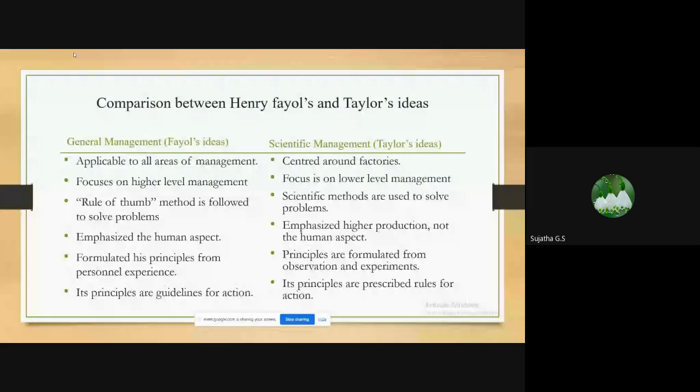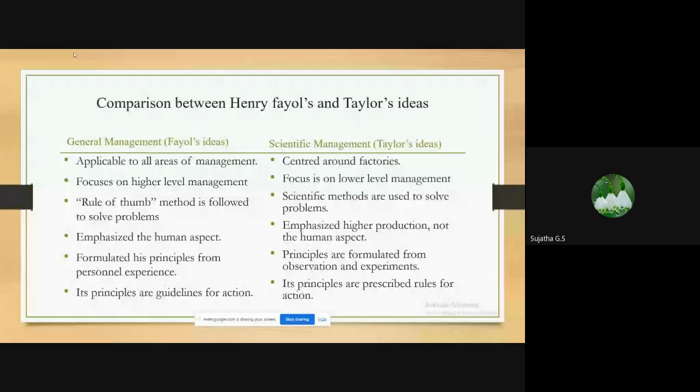General management, Henry Fayol's principles are applicable to all areas of management. Taylor's principles are centered around the factory. Fayol focuses on higher level management. Taylor focuses on lower level management. A rule of thumb method is followed to solve problems. Then scientific methods are used to solve problems in Taylor's ideas. Then Fayol has formulated his principles from personal experience and Taylor from observation and experiments.